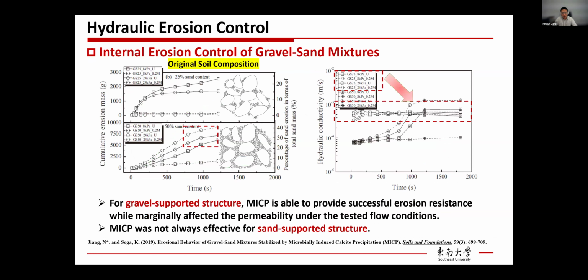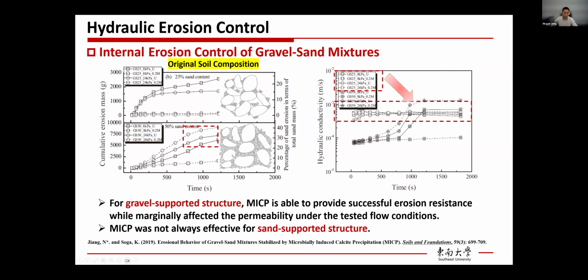In addition, I also looked at how original soil composition could affect the erosion. Here I look at two structures. The top one is the gravel supported structure, and the bottom one is the sand supported structure. For the gravel supported structure, we find that MICP treatment could very successfully mitigate the erosion, like the dotted line showing in this graph. It also only marginally affected the permeability, as you can see here, because the gravel is a skeleton, so the permeability is controlled by the gravel.